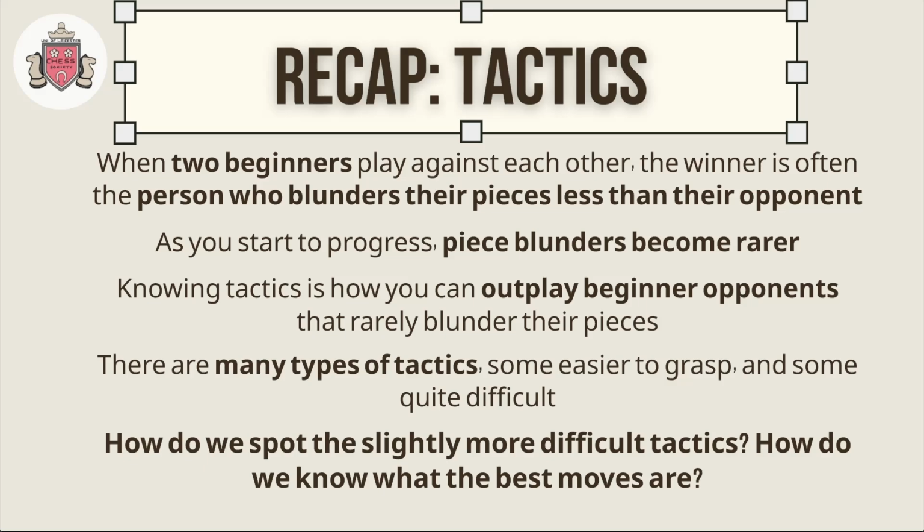To recap, when two beginners play against each other, the winner is always the person that blunders the less. But as you get better at the game, at the intermediate level, blunders become rarer, and you need to get better at spotting tactics. There are loads of different tactics out there, but if you're in a position where the tactics aren't really visible, if you don't know how to spot them, that's what the CCA method is. How do you find the best move? You try and use the CCA method.